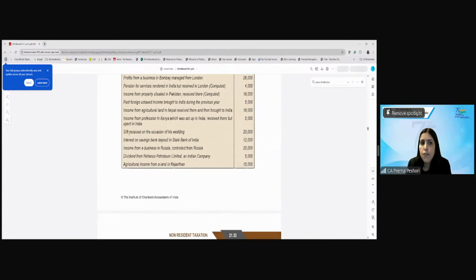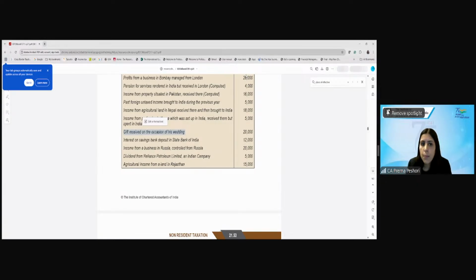Fine. Gift received on the occasion of his wedding. Only for resident, it is taxable. Correct. No, even for resident, it is not taxable. It is on account of wedding. Yes. Correct. It is not taxable.